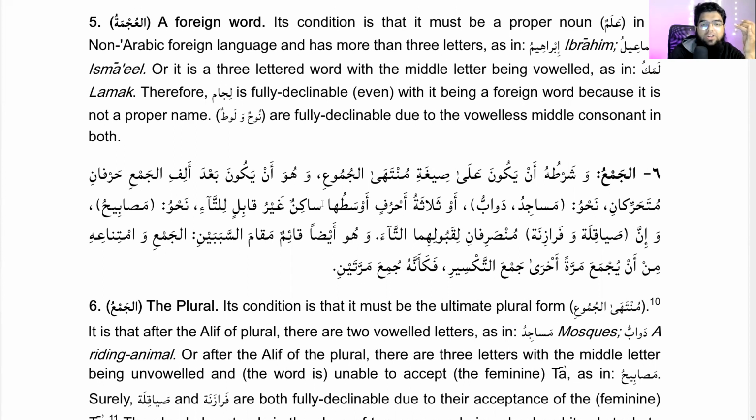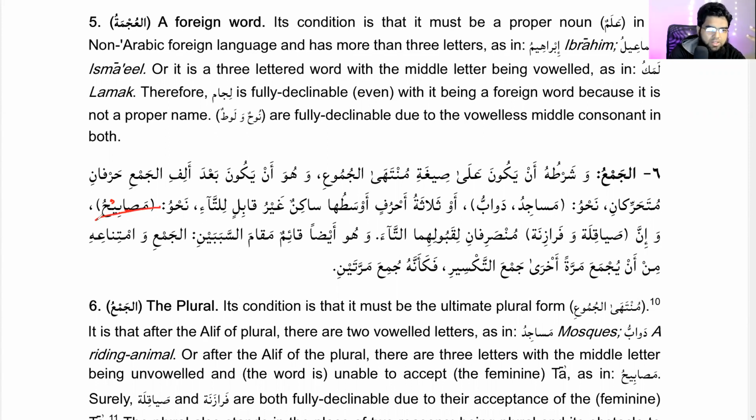أو ثلاثة أحرف أوسطها ساكن غير قابل للتاء. And another condition: it should not accept ta. نحو مصابيح. Now there's an alif here, and we have 3 letters here. Why? The middle letter is a ya or has a sukun. Some people say it should be a ya, but whatever.